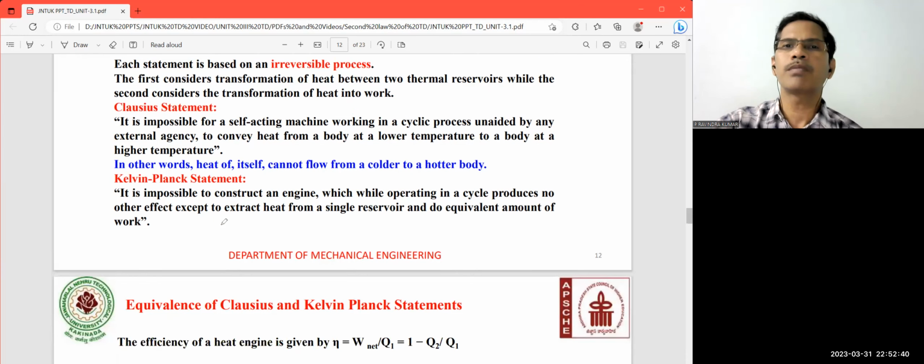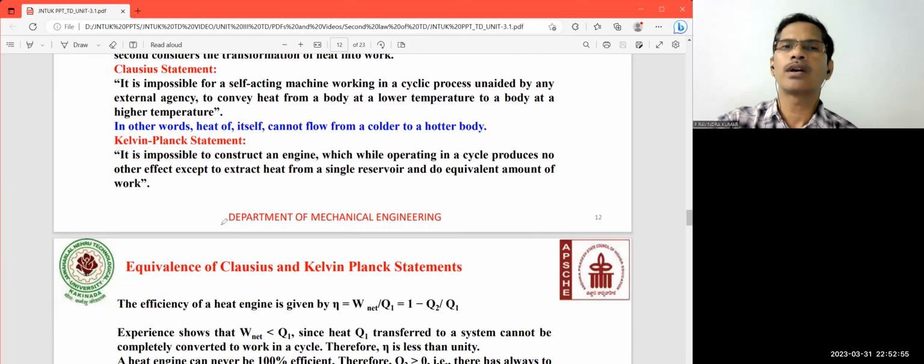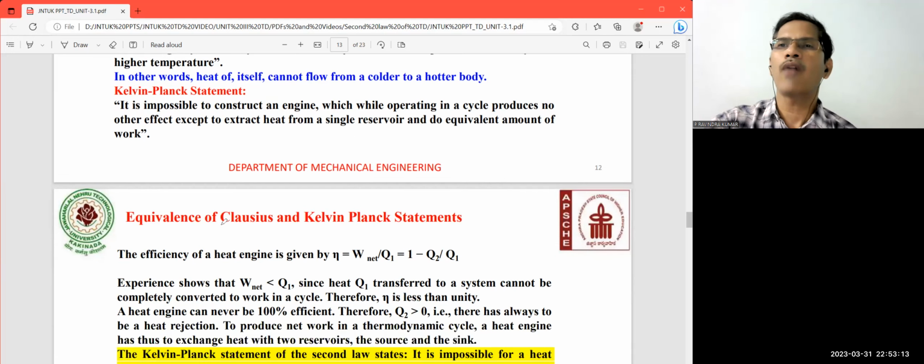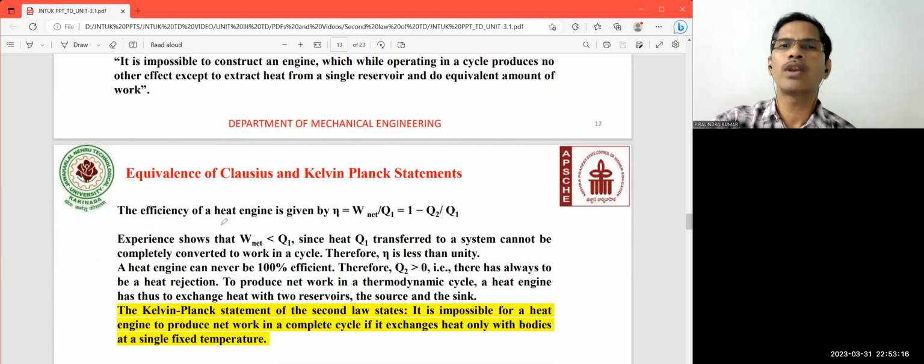Whereas the Kelvin Planck statement states that it is impossible to construct an engine which, while operating in a cycle, produces no other effect except to extract heat from a single reservoir and do an equivalent amount of work. So that means if you want to get the work output, the cyclic heat engine has to exchange heat between two reservoirs. Though the Kelvin Planck and Clausius statements are different, you have to prove that these two statements are equivalent to each other.